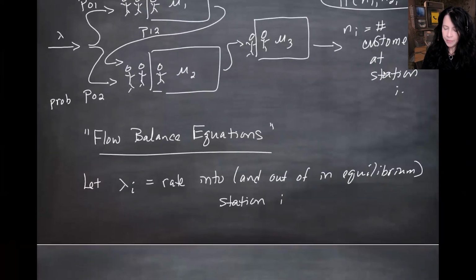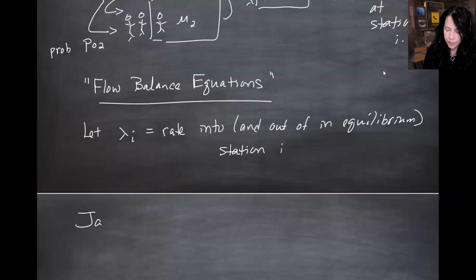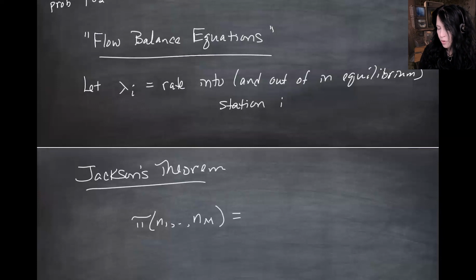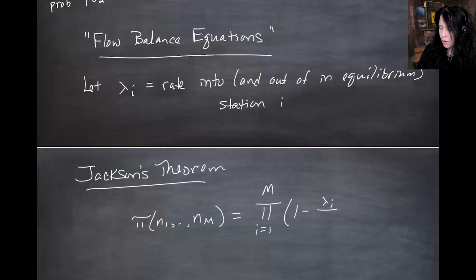So let's find these lambdas, because Jackson's theorem is going to be in terms of them. Jackson's theorem says that pi(n1 through nm) is going to be a product of individual M/M/1 queues. We're going to have a product as i goes from 1 to m of (1 minus lambda_i over mu_i) times (lambda_i over mu_i) to the n_i.